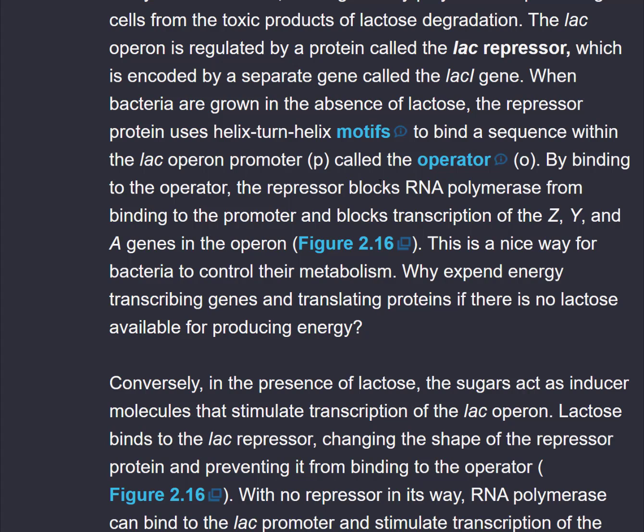Operator. Region of DNA such as that located in an operon that binds to a specific repressor protein to control expression of a gene or group of genes such as an operon.